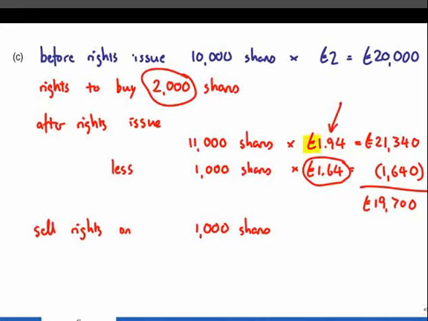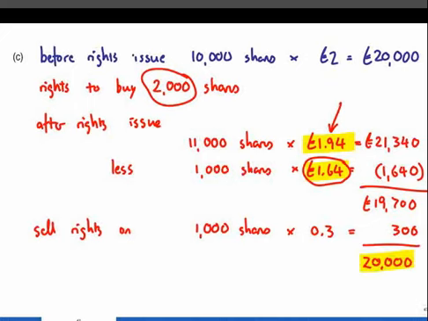So we should be able to raise £300 by selling these rights, and these can be sold on the stock market, and we should raise about £300. And so our shareholder wealth, as we can see, will not be damaged by giving some money to the company in the form of a rights issue.